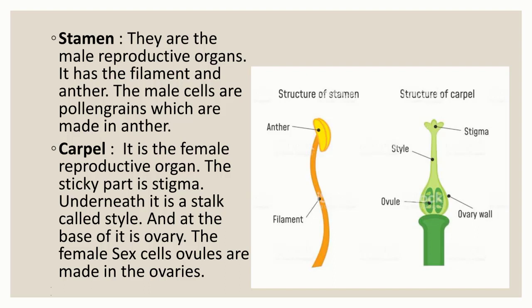Carpel is the female reproductive organ. The sticky part is stigma. Underneath it is a stalk called style, and at the base of it is ovary. The female sex cells, ovules, are made in the ovaries.